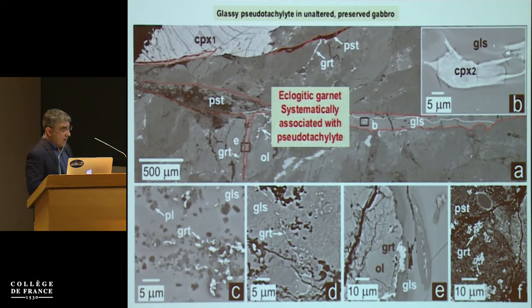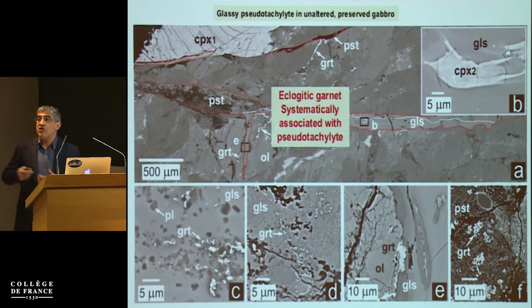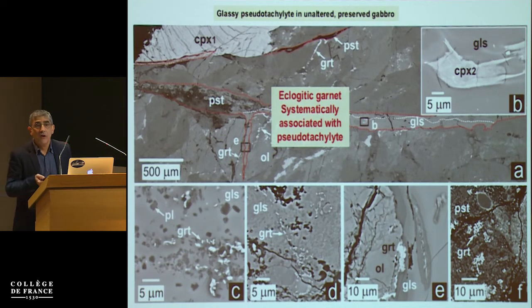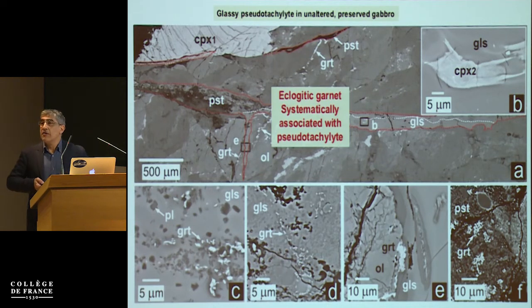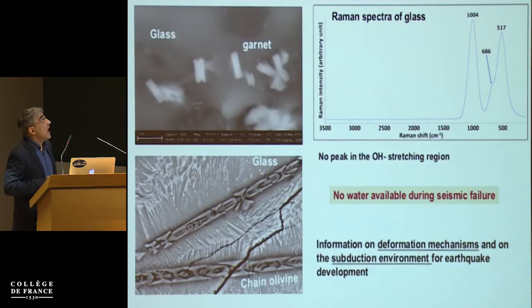So we can try to use these samples in order to achieve some information that could be relevant to those of you who work on the mechanical behavior and the formation of these earthquakes in subduction zones. For instance, we can test how much water is in the glass. If the glass is dry or not, this is glass crystallized in tiny garnet, and this is a beautiful chain olivine sitting in the glass. So this is related to the very fast cooling.